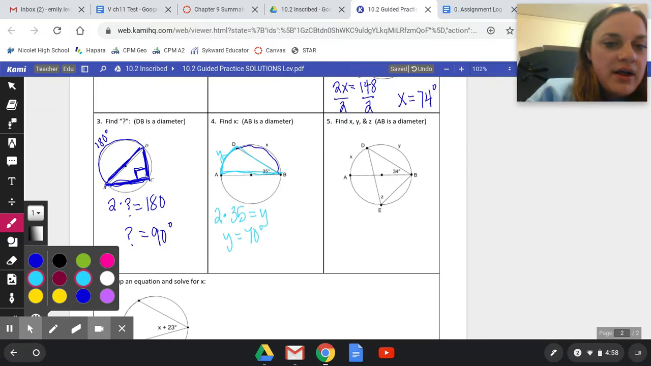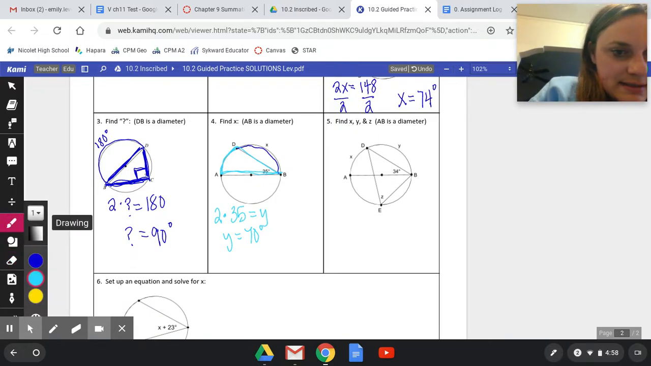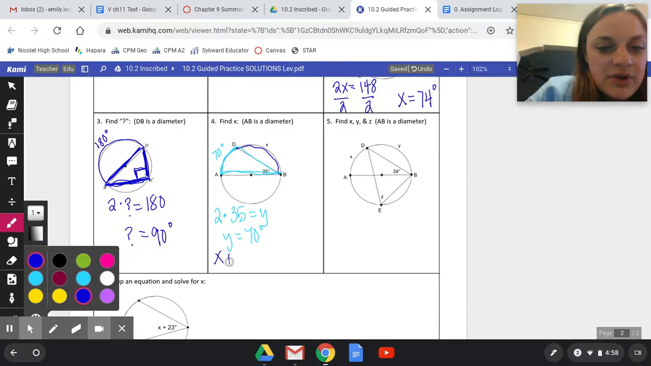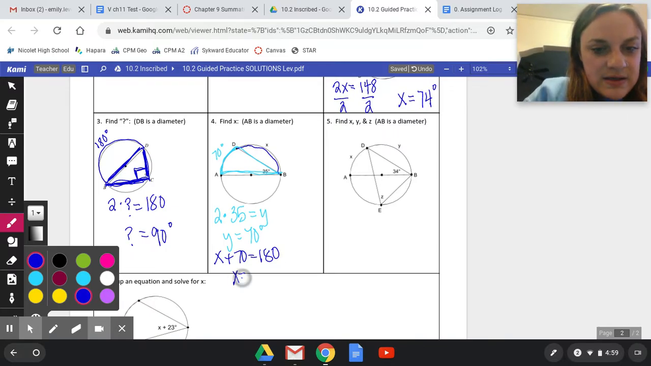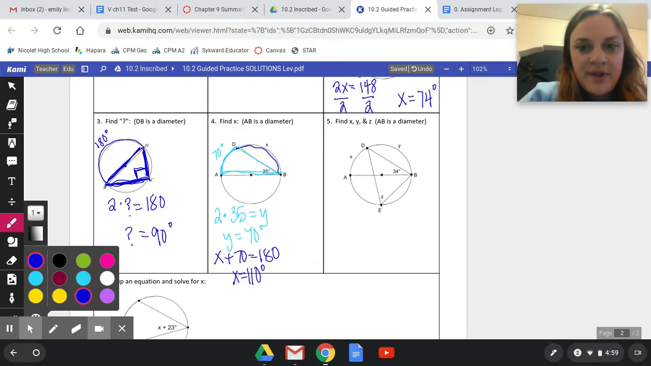All right. Well, if y is equal to 70, I'm going to erase the y up here. I'm just going to write in 70 degrees. And I know that I have a diameter, right? Well, then x plus 70 has to equal 180, because as I said in problem 3, that diameter cuts a circle in half. Full circle is 360, so that portion of the circle is 180. So x plus 70 is 180. Subtract 70 from both sides. X is equal to 110.